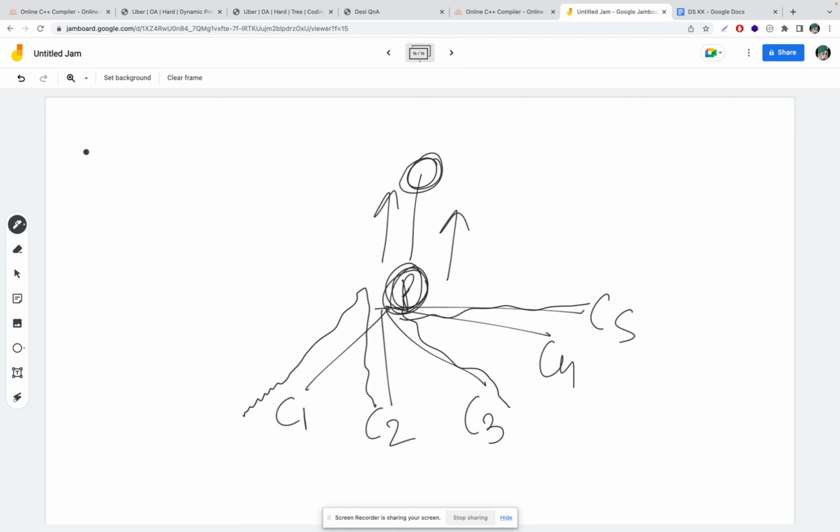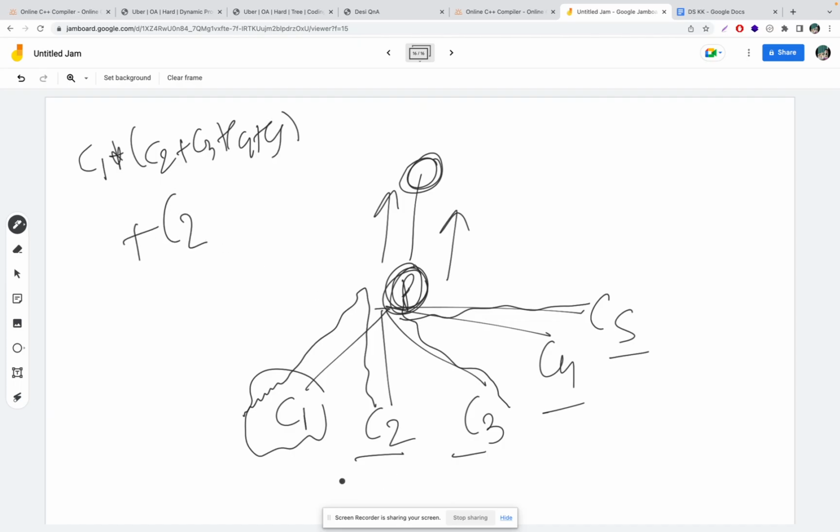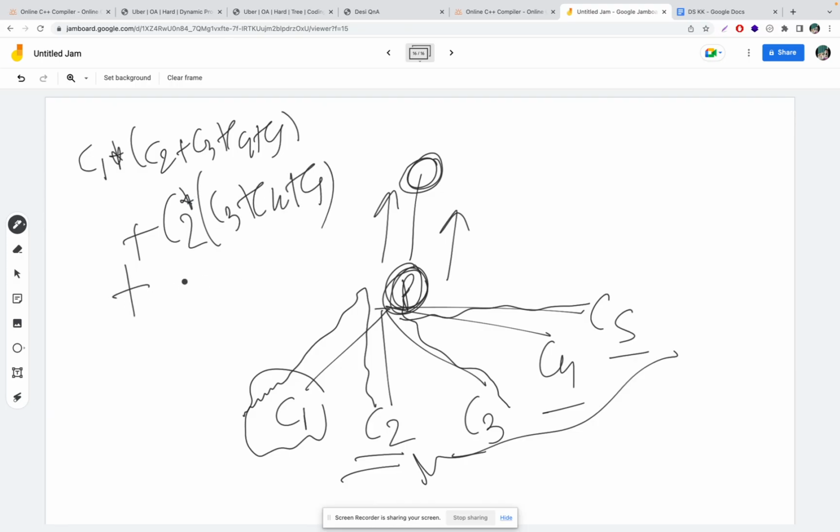So what we can do is, answer is nothing but C1 into the summation of the rest of the nodes, because all the nodes of C1 can bond with C2, C3, C4, C5. So C1 into C2 plus C3 plus C4 plus C5, plus when you come to C2 you can bond with 3, 4, 5. C2 into C3 plus C4 plus C5, plus C3 into C4 plus C5, plus when you come to C4 you can bond with C5. I'm not again considering that C4 can bond with C1, C2, C3, because you already considered that when going from left to right. So don't count again and again.